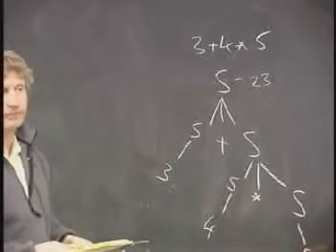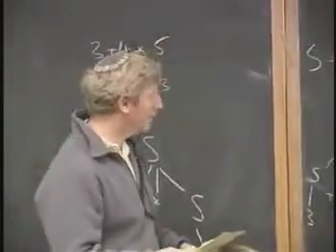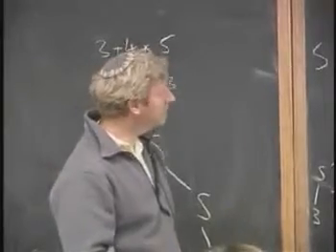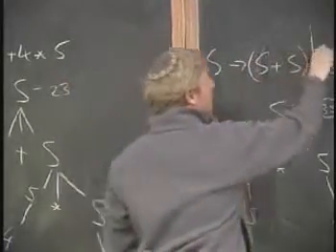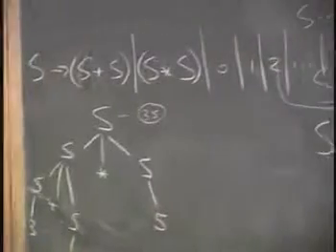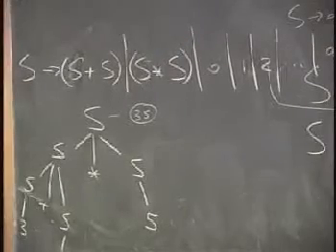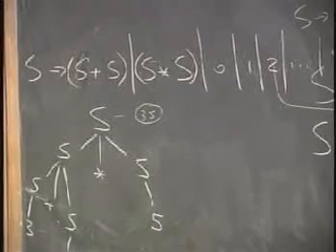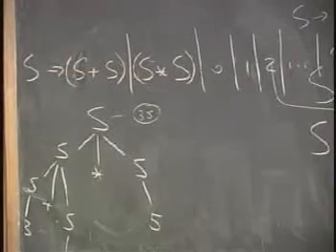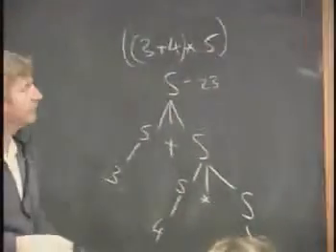How do you fix it? There's a lot of ways to fix it, but here's one way. I'm going to add two more symbols to my alphabet. So now when you generate strings in this alphabet, you have to generate them with parentheses. Does this fix it or not? Let's see. Maybe it does, maybe it doesn't. So now this is no longer a legitimate string in the language. What is a legitimate string in the language? This is.